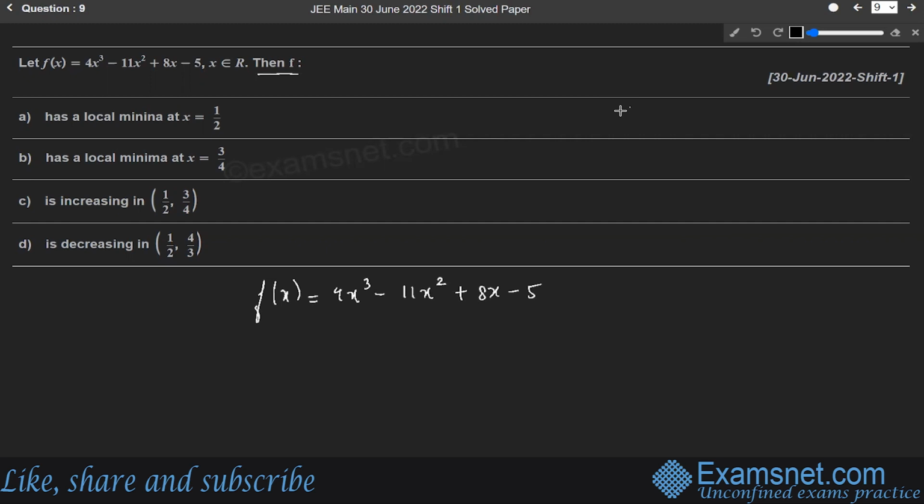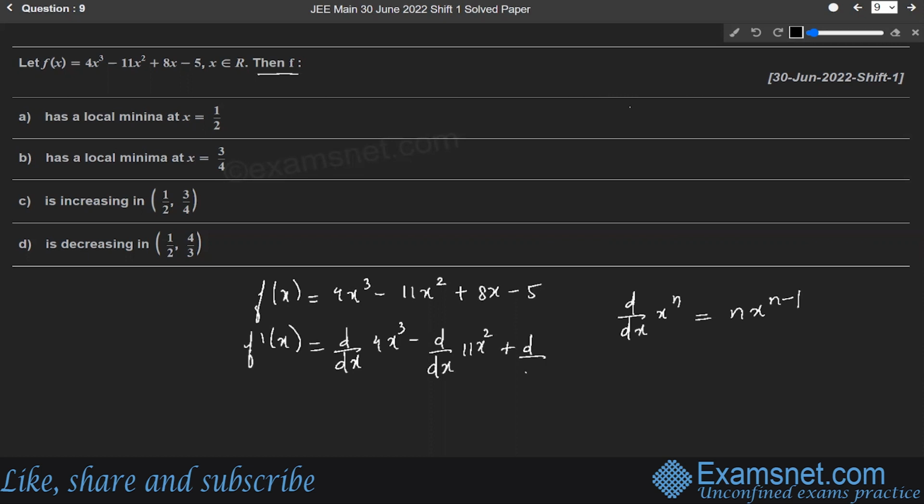Okay. So for differentiating this function, we first require some basic formulas. What are the formulas? d by dx of x to the power n is n into x power n minus 1. All right. Now, f dash x will be, first term is d by dx of 4x cube minus d by dx of 11x square plus d by dx of 8x minus d by dx of 5.